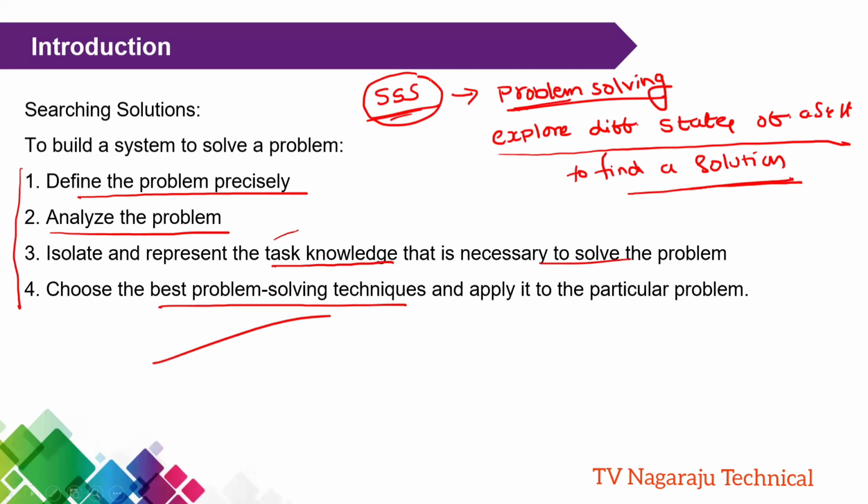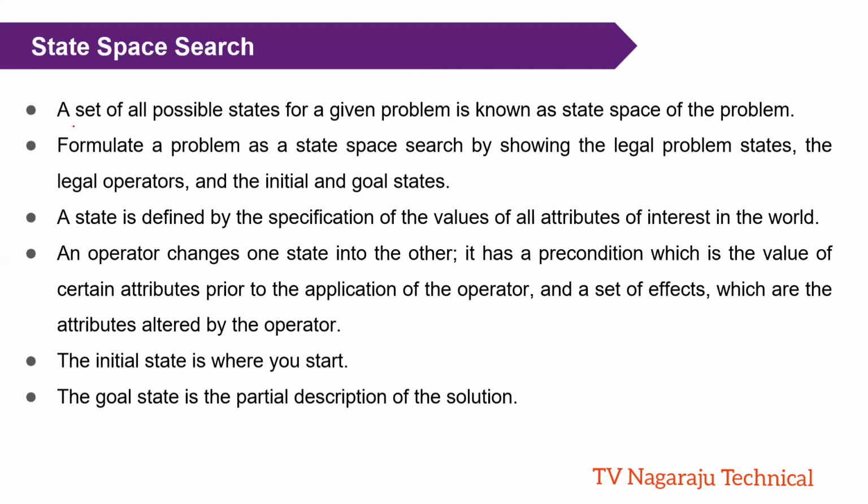Now we will move in detail. A set of all possible states for a given problem is known as the state space of the problem. That means I give one problem to you. For that, we have multiple different possible states, entirely clubbed together. That is called state space.